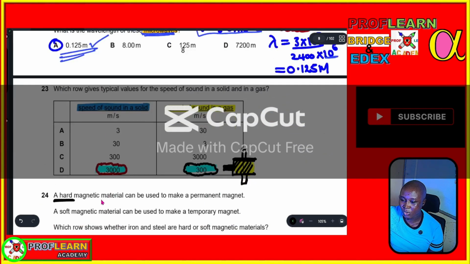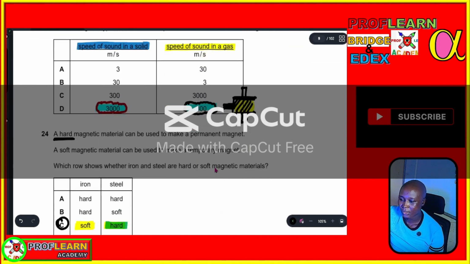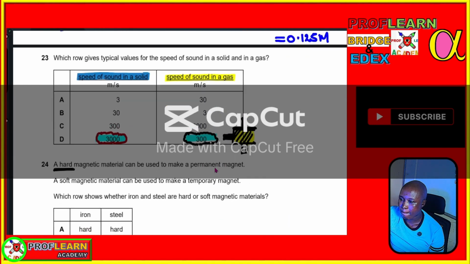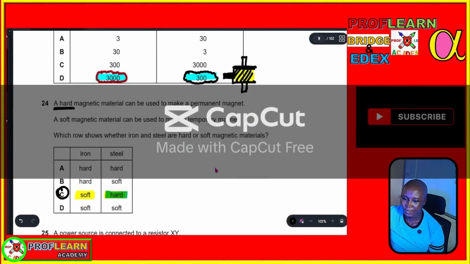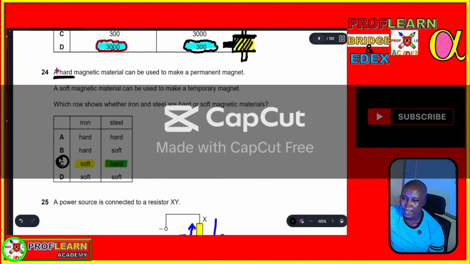Speed of sound in a solid is approximately 3000, and speed of sound in a gas is approximately 300. Yes. Question number 24. Hard magnetic materials can be used to make permanent magnets.